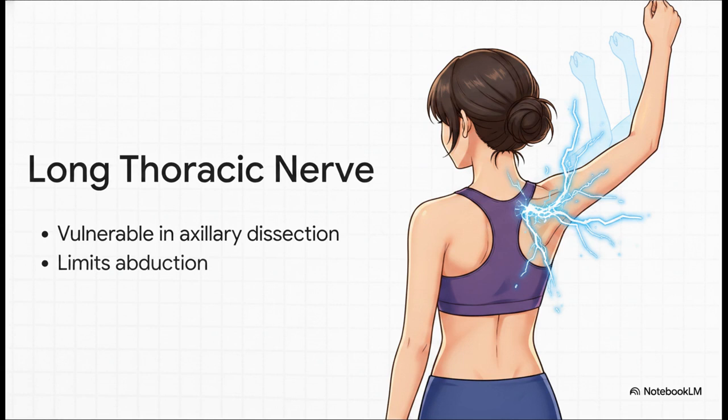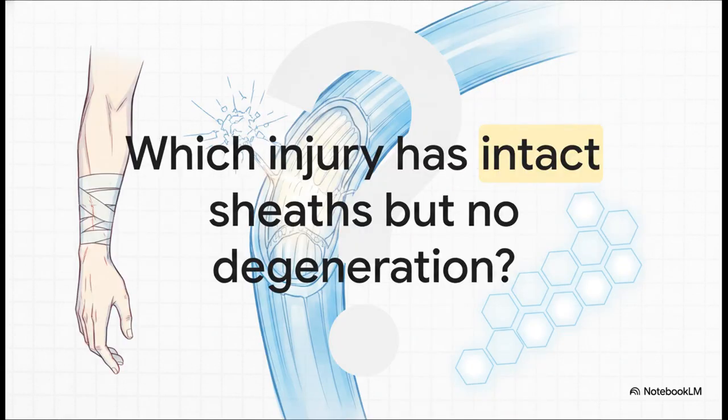Functionally, this paralysis of the serratus anterior severely limits the patient's ability to perform overhead arm abduction beyond 100 degrees from the horizontal plane. A patient presents with wrist drop following trauma. Exploration reveals intact epineurium and perineurium with absolutely no degenerative changes.